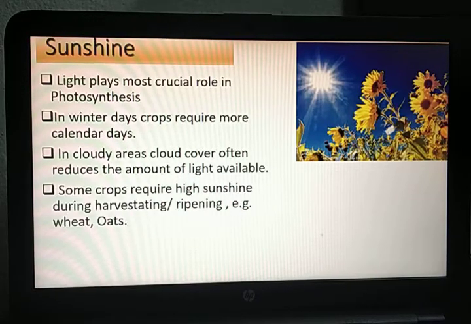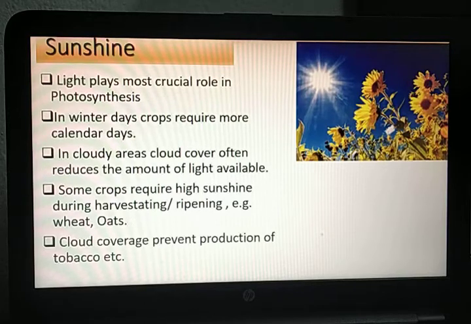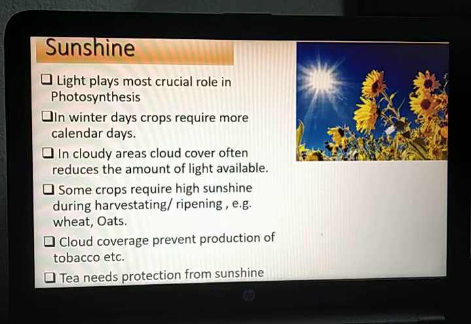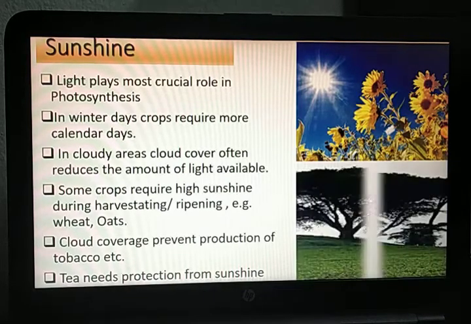Some crops require high sunshine during harvesting, ripening, like wheat, oats, etc. Cloud coverage prevents production of tobacco, etc. Tea needs protection from sunshine.